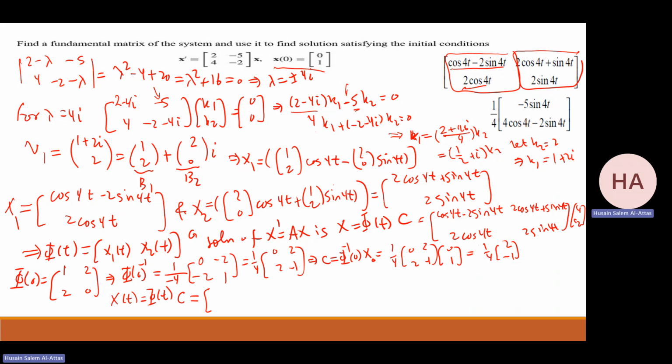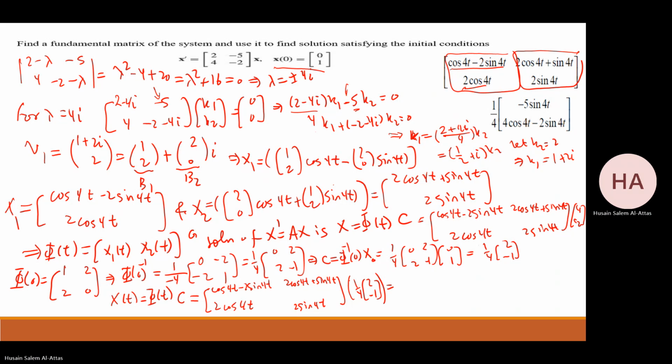Yeah, 5t, where is it? Where is 5t? I listed it somewhere. Yeah, this is cosine 40 minus 2 sine 40, 2 cosine 40 plus sine 40 times 2 cosine 40. This is 2 sine 40. Yeah, times this is 1 over 4 times this vector.